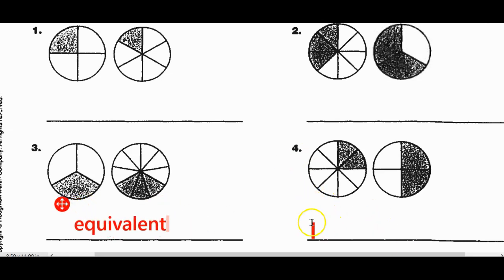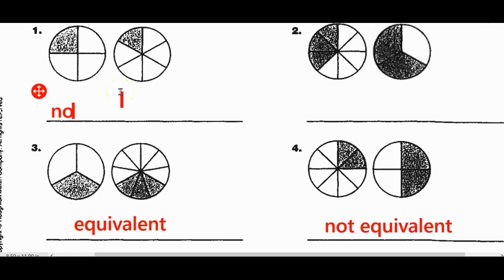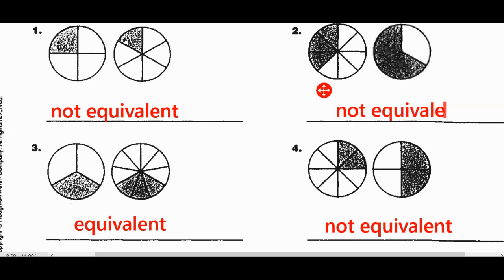How about 4? Nope. This one is shaded half. Half of this is shaded. Is this one half shaded? No. So it's not equivalent. Okay? And this was not equivalent either, number 1. And this was also not equivalent. Okay? All right.